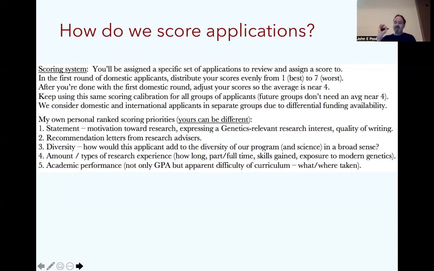So I don't give people a really rigid framework for how they need to evaluate applications. I give them a lot of suggestions. But ultimately it is up to individual committee members, and they're not all going to have the same priorities, and I think that's a good thing.